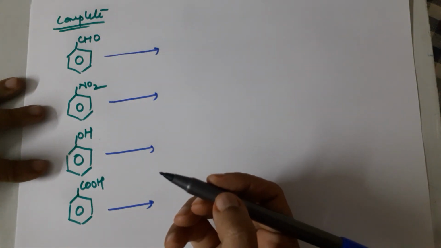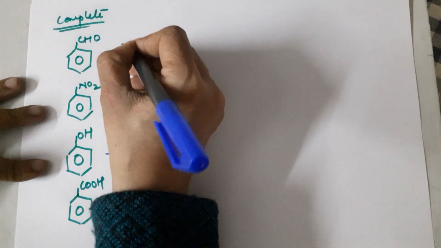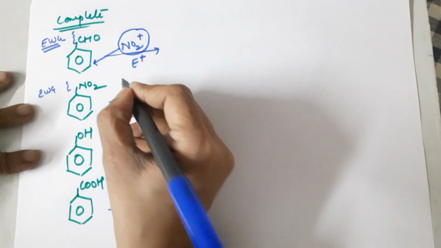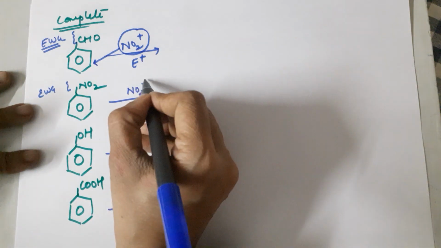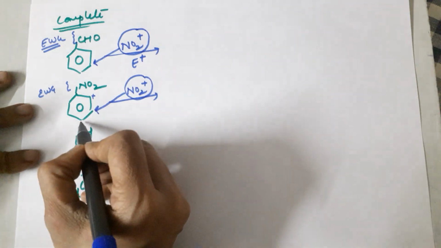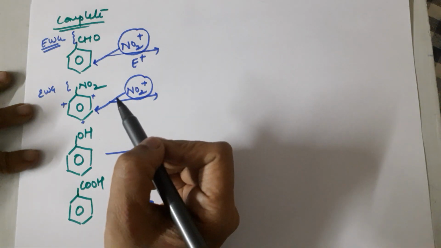Now let us assume you have these compounds and you are making them react with the nitronium ion, which is your electrophile. Now, you will have to check what type of group this is. This is an electron withdrawing group. Therefore, NO2 has to go to meta. Check this. This is again an electron withdrawing group. So, your NO2 positive, which is going to attack, will go at the meta position, because ortho and para have a positive charge. I hope that is understandable.